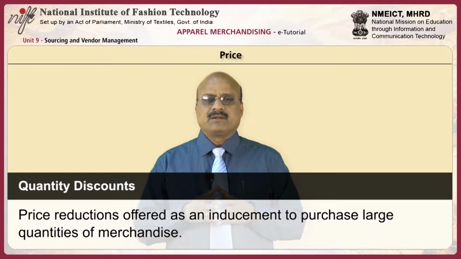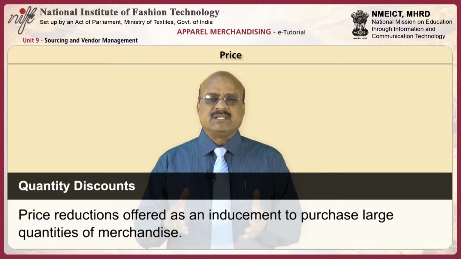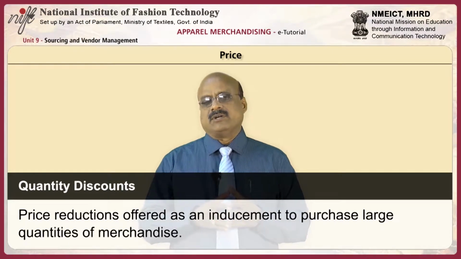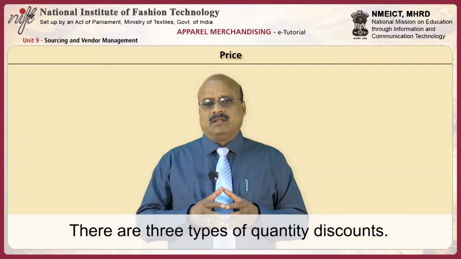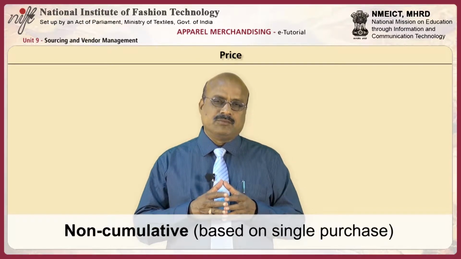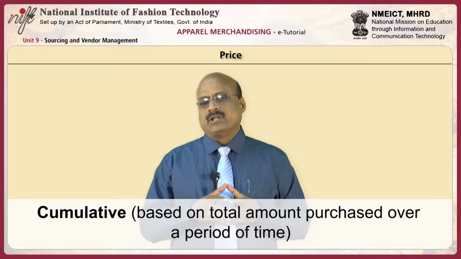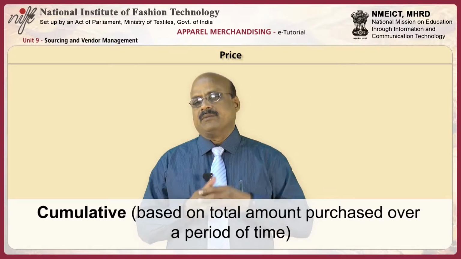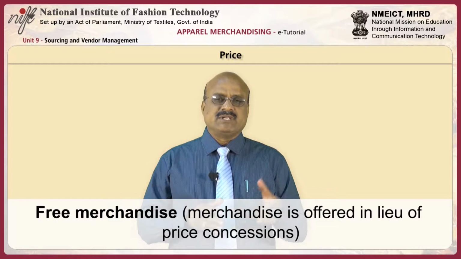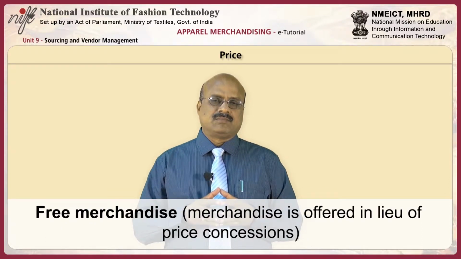Quantity discounts are price reductions offered as an inducement to purchase large quantities of merchandise. There are three types of quantity discounts: non-cumulative, based on a single purchase; cumulative, based on a total amount purchased over a period of time; and free merchandise, where merchandise is offered in lieu of price concessions.